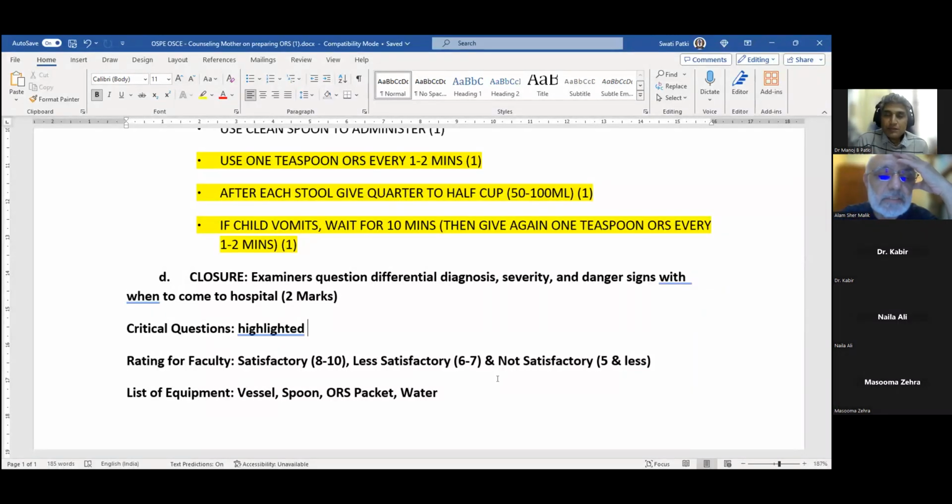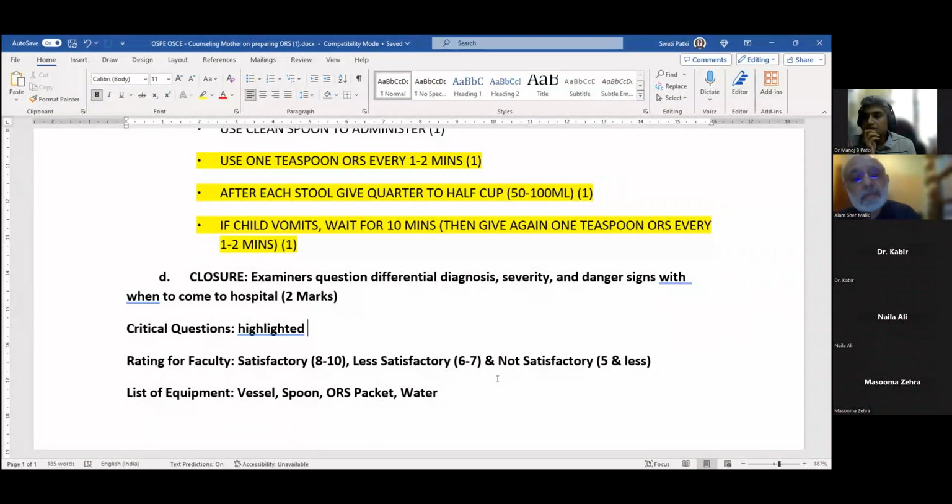what we call is the global rating. So we do not ask the examiners to add up the marks. They give the marks and they don't add up, and at the end they give the global rating, overall satisfactory, less satisfactory, or good, bad, or excellent. We have that category, and then we use that to find out the standard setting.